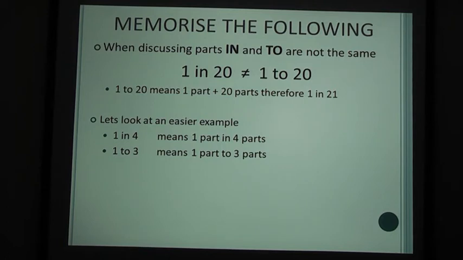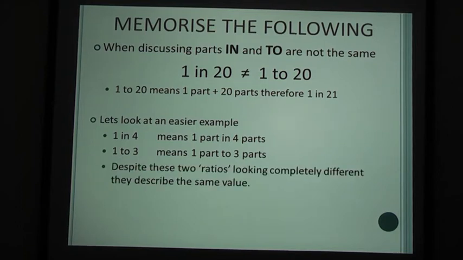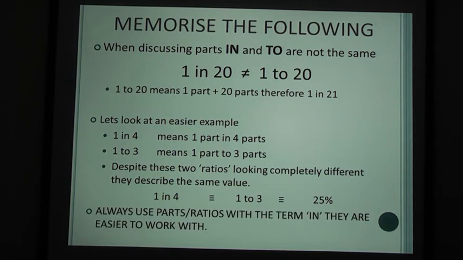So you're going to have 4 parts. It therefore then becomes a 1 in 4. So 1 in 4 is the same as 1 to 3. Despite these two ratios looking completely different, they describe the same value. Always use parts or ratios with the term in because they're much easier to work with.